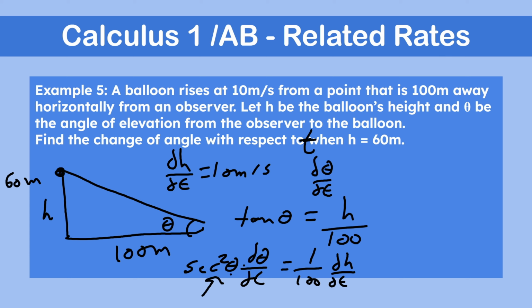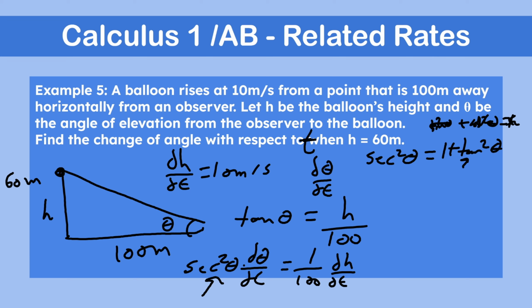So we need to find what the value of secant squared theta is. So we know that secant squared theta is equal to the Pythagorean identity of 1 plus tangent squared theta, because this comes from sine squared theta plus cosine squared theta is equal to 1. When you divide everything by cosine squared, you get tangent, 1, and secant. So we just need to find what tangent squared theta is.